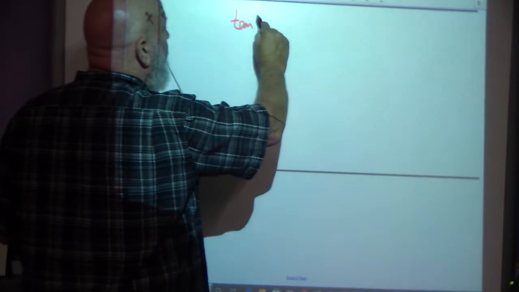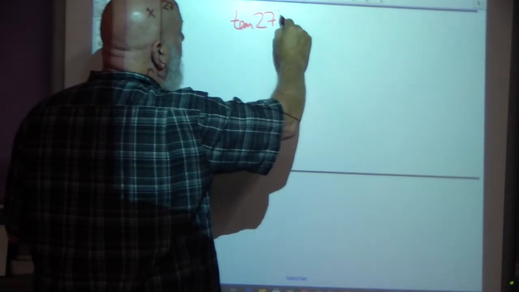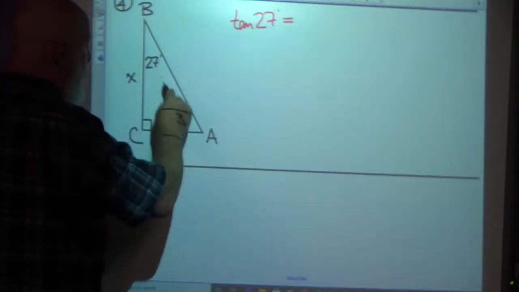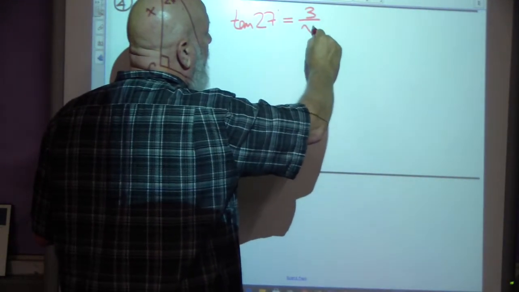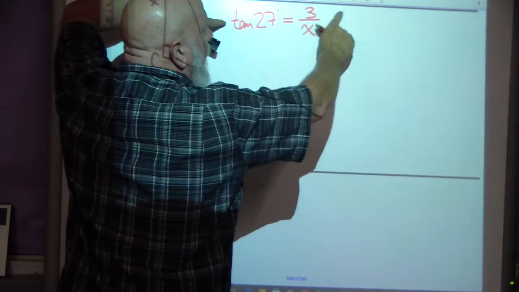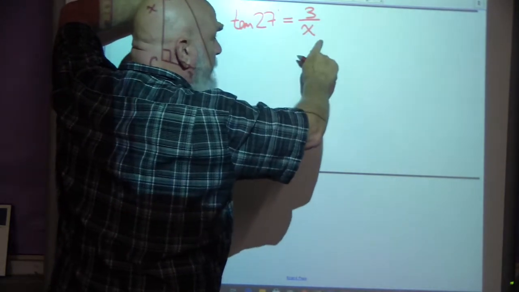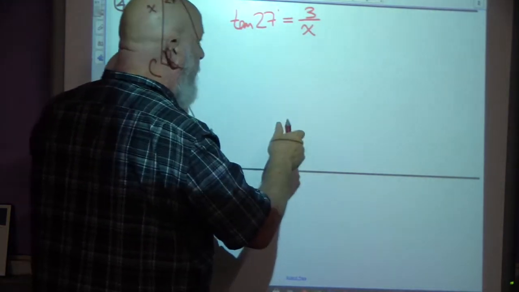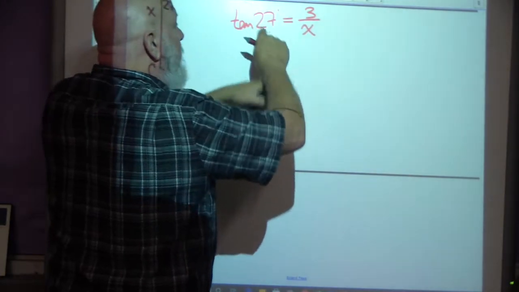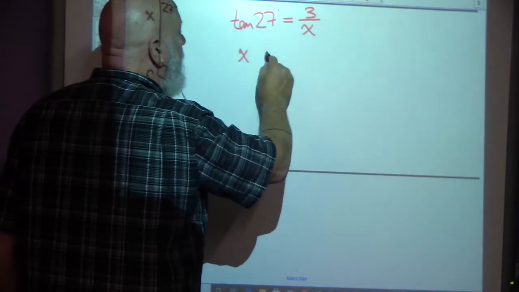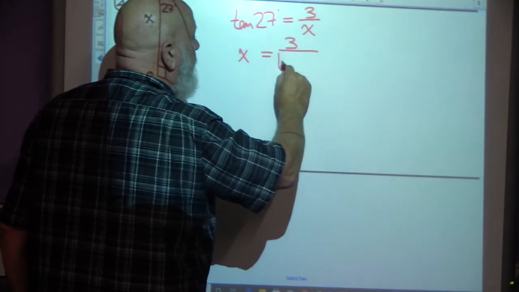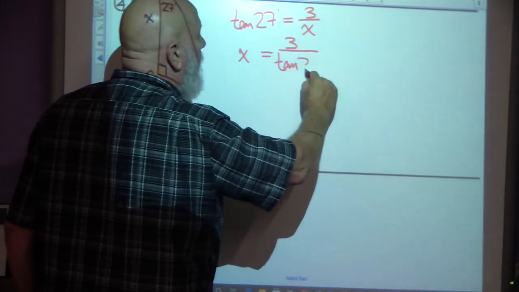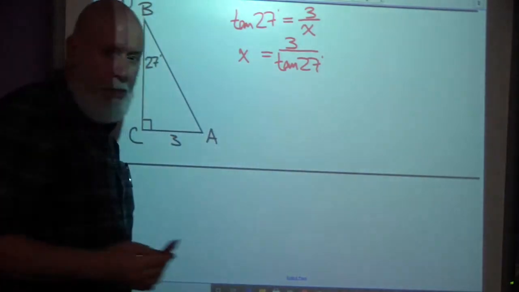The tangent of 27, this isn't the only way you can do it, but it's as good a way as any, is 3 over x. I could multiply both sides by x and that would cancel out, and then divide by tangent 27. Effectively, all that would do is change the position of those two. It would give me x is equal to 3 over tangent 27. It's just a little shortcut in our algebra.